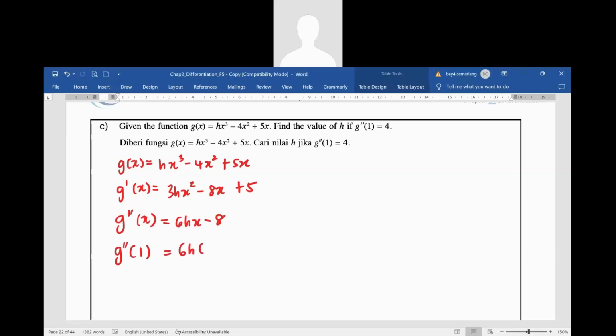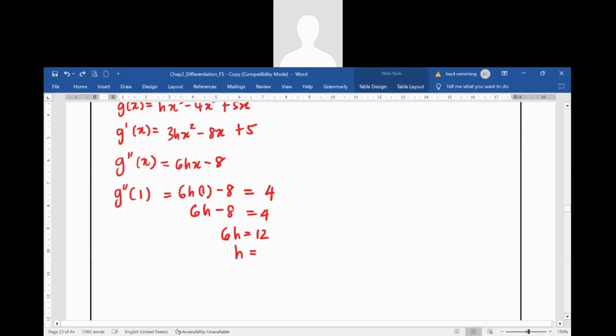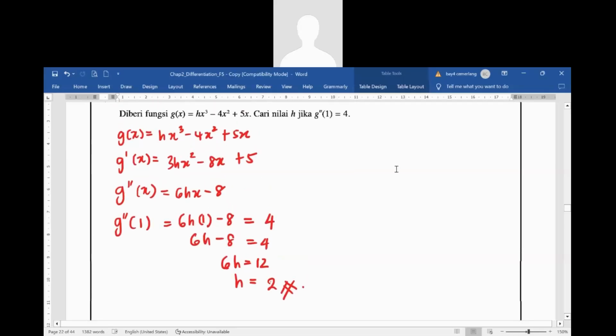Then kita ganti 1. That means 6h times 1 minus 8, and the answer should be 4. So 6h minus 8 equals to 4. 6h is equal to 12. h is equal to 2. Okay, that will be your answer. All getting this answer? Anyone getting different answer? So, everyone got this answer? Yes, sir. Yes, sir. All right.